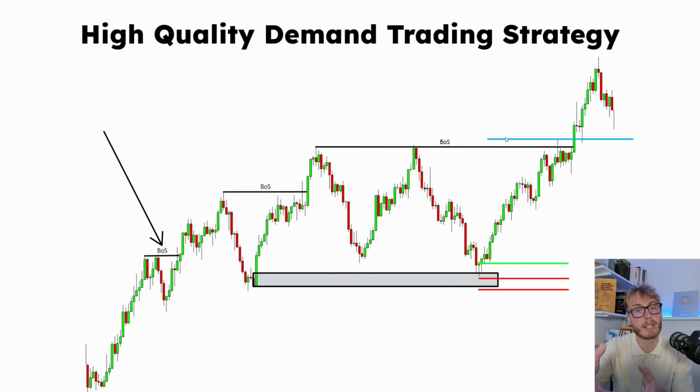As for your target level, many traders will actually take a target above the break of structure, because when we are in an uptrend, the bias is that the uptrend will continue, or in other words, causing yet another break of structure.